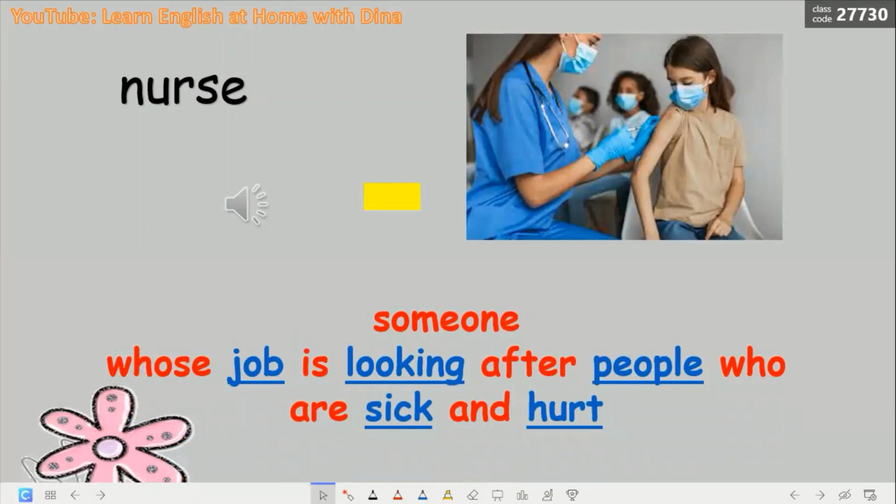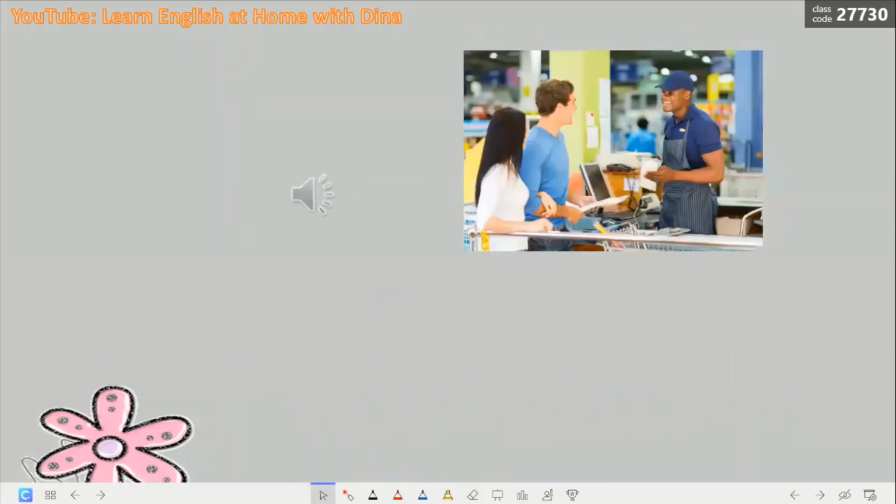Someone whose job is looking after people who are sick and hurt. يعني حد وظيفته إنه look after يعتني ب looking after people تعتني بالناس who are sick and hurt. اللي تعبانين أو مجروحين. اسمها nurse. Great. Let's move on to this word, cashier.